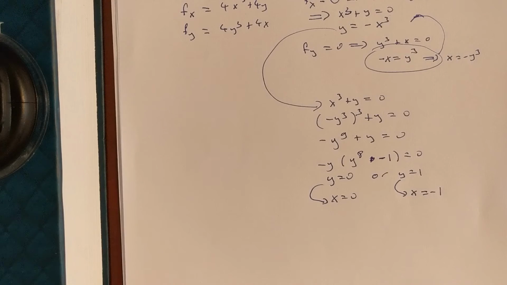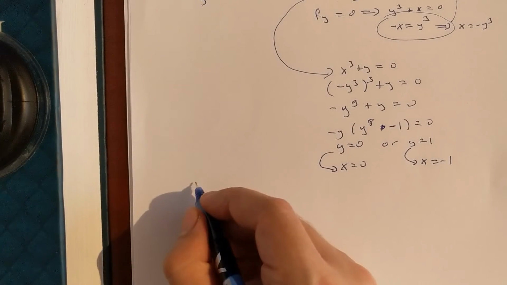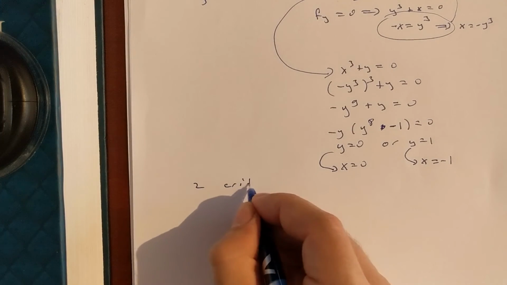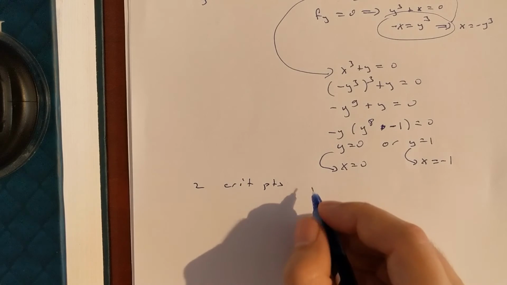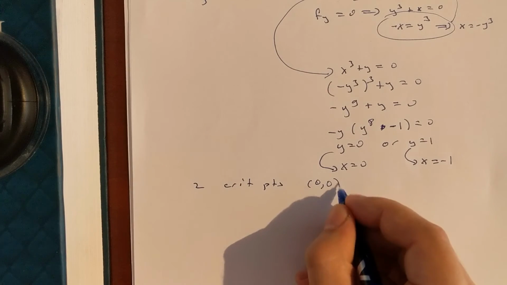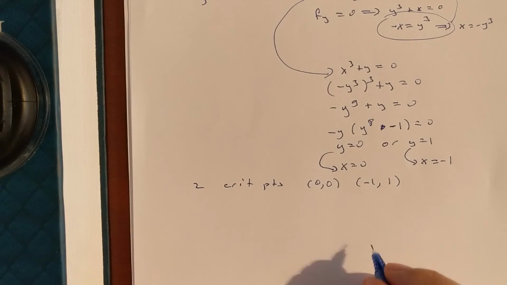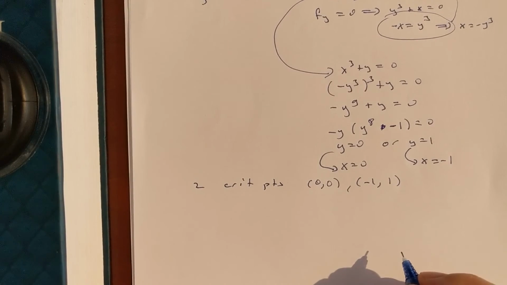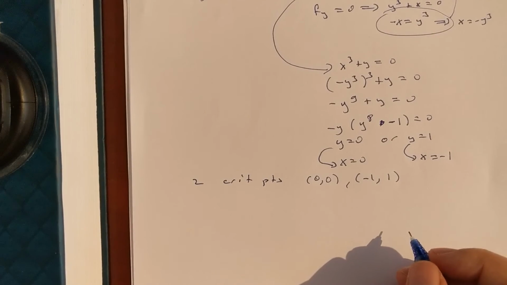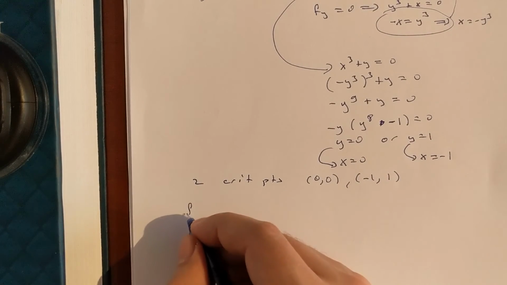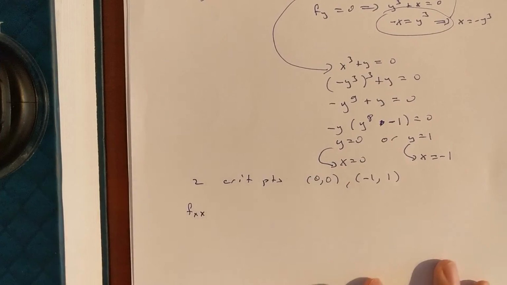Okay? So we have two critical points. What are those? 0, 0 and minus 1, 1. The x first, y second. Alright, so now let's find the second derivatives. They're not that bad. These ones are easy. There are two points this time, but they're easy.